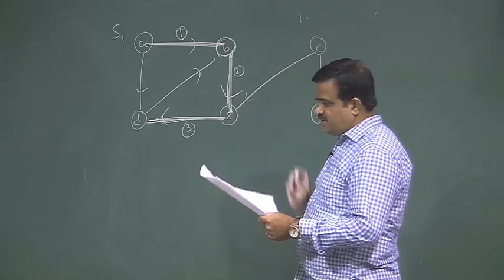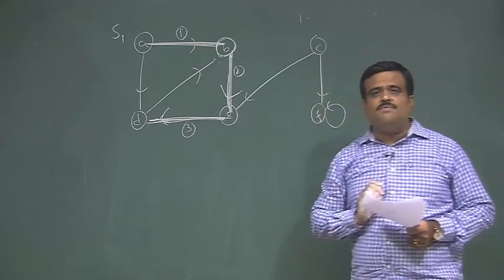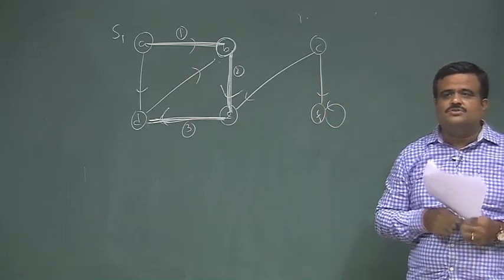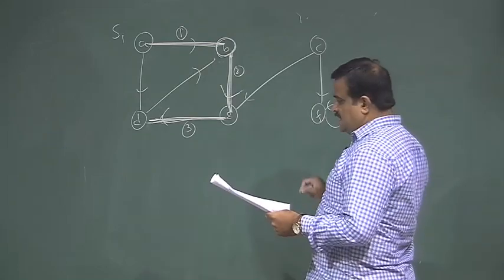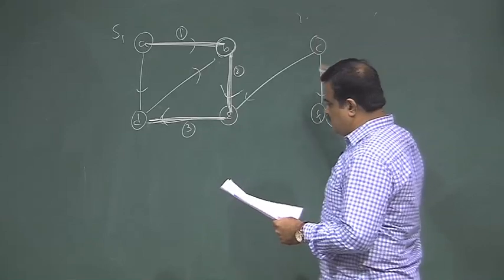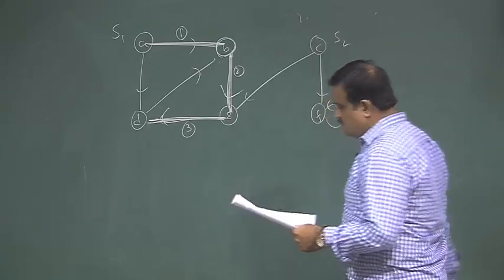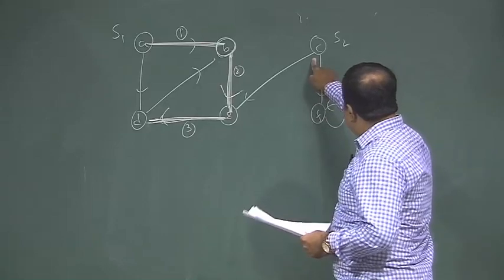So, this is S1. Now, we choose another vertex from this graph which is not done, that means which is not marked in the parent. So, we may start with any of these vertices. We may start with this, S2. If we start with S2, then this is our new S.